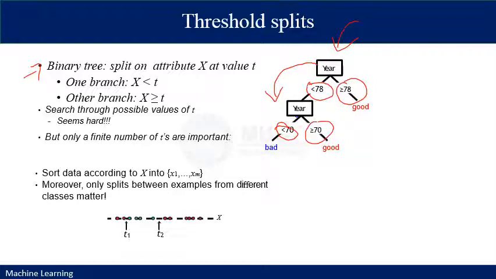Or you can sort the data according to the input examples into a number of attribute values, and you can use only splits between the examples from different classes. For example, if for the same example you have different classes for the year 70 to 90, you use only those splits where there are different classes.